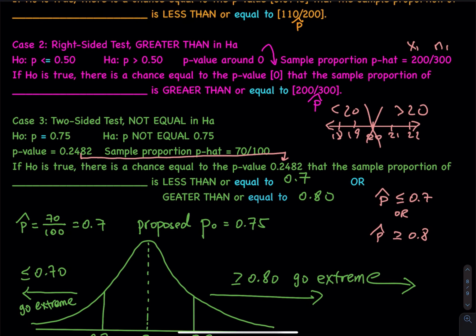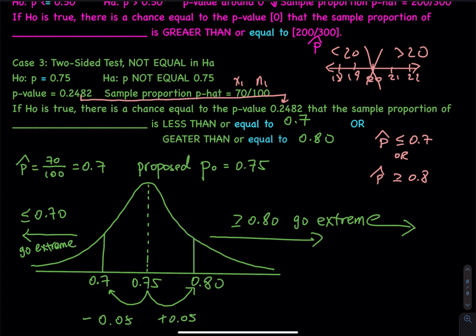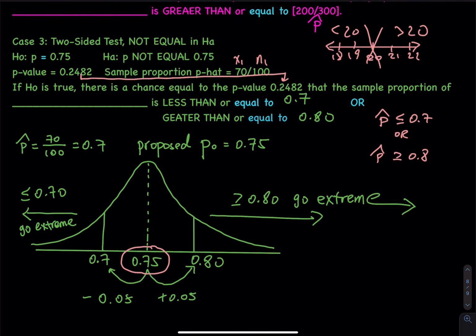So first of all, you have to write the given sample proportion. You read the problem, right? They gave you the number of successes, which is the x1, and the sample size n1. So you write the sample proportion x over n, and then you approximate that. So 70 over 100 is equal to 0.7, and then the one they propose is 0.75. And then you draw the following picture. The one they propose, you put that right in the center. And then from 0.75 to 0.7, how much do you have to subtract? The answer is you have to subtract 0.05.